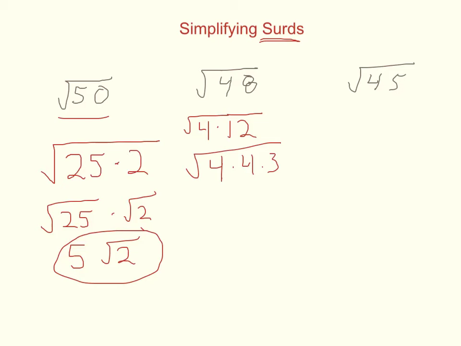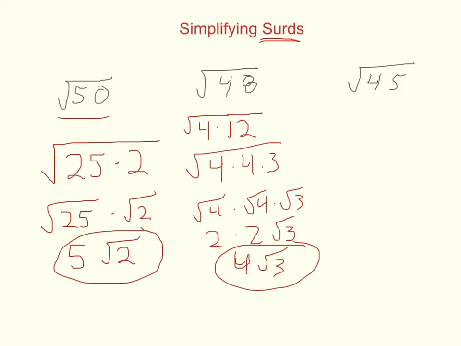We could take the square root of each 4 and make it a 2. So we have the square root of 4 times the square root of 4 times the square root of 3. The square root of 4 is 2, and the square root of 4 again is 2, and we cannot simplify the square root of 3. So we have 2 times 2 times root 3, and this is 4 root 3. That's definitely one way to do it.